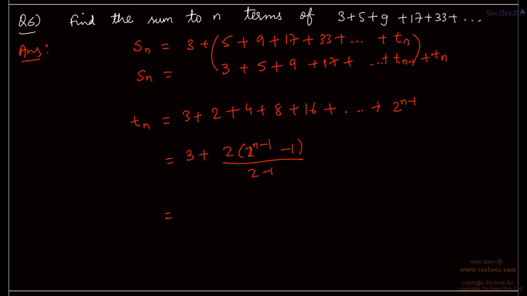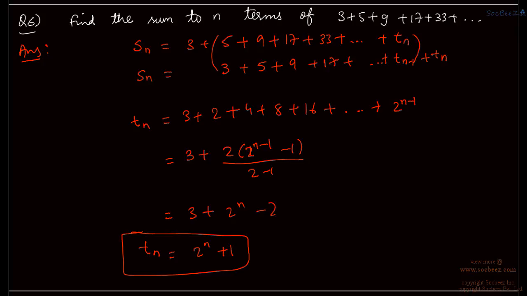Right. So this is 3 plus 2 power n, 2 into 2 power n minus 2, or this is just 2 power n plus 1. Actually, we see a very simple result for Tn.